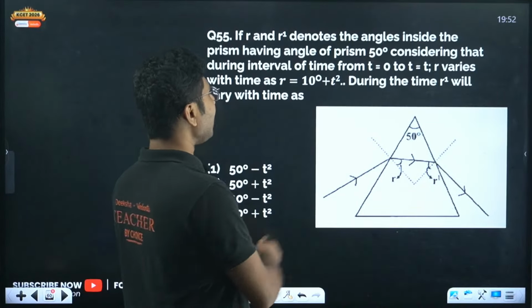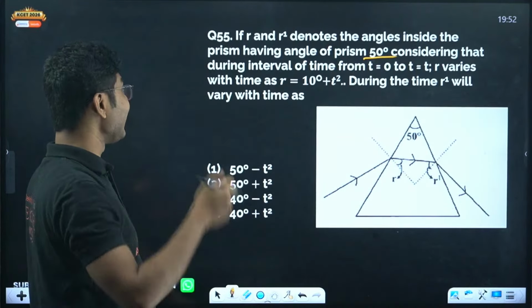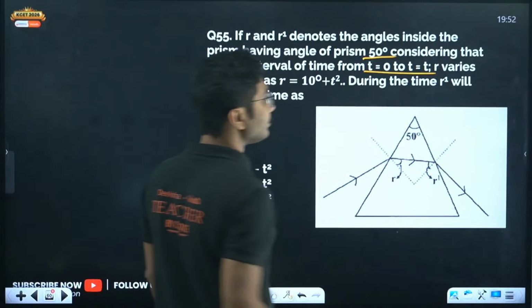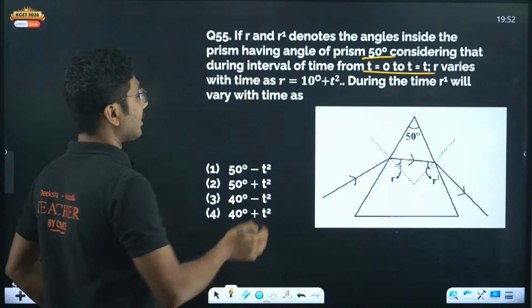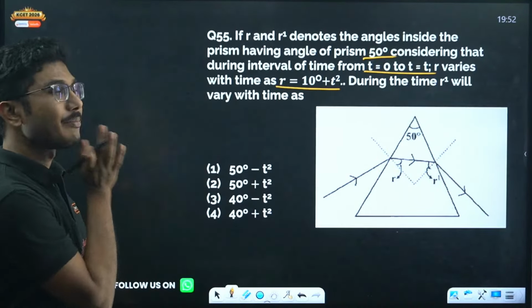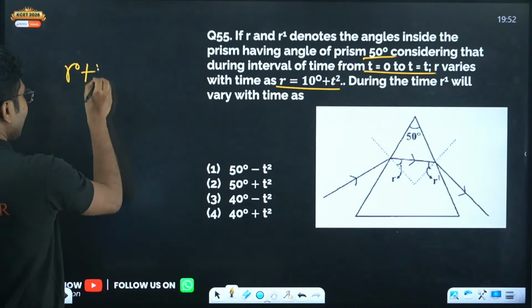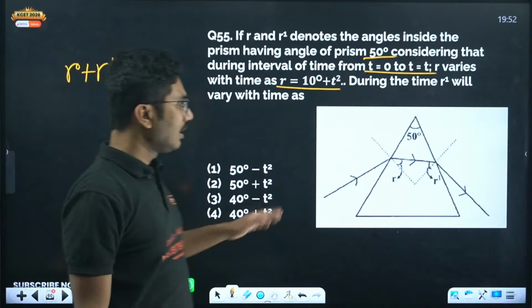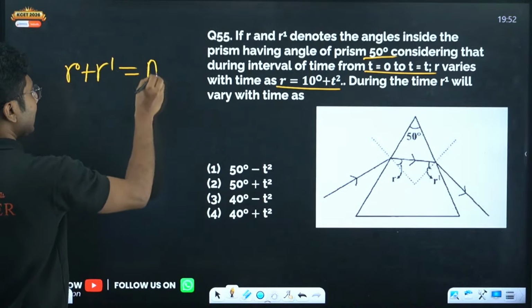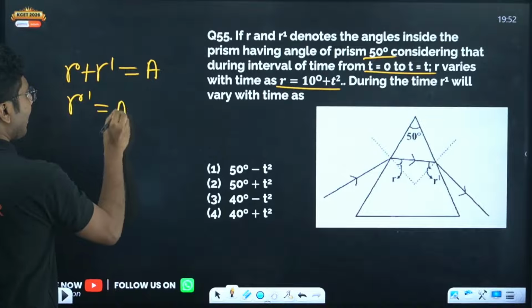Next, if r and r1 denote the angles inside a prism having a prism angle of 50 degrees, considering that during the interval of time t equals 0 to t equals t, r varies as 10 degrees plus t squared. During the same time r dash varies as? We know that the internal angles of a prism during a refraction process sum to the angle of the prism. So r1 will be A minus r.